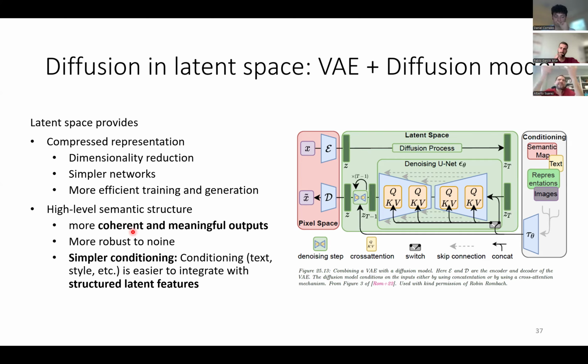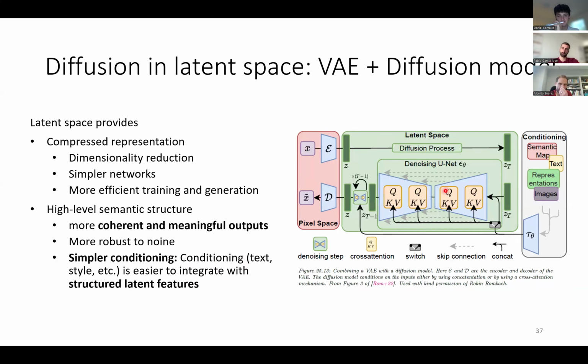If it's in a latent space, maybe there's something corresponding to "I should be at 4 centimeters" encoded in the latent space structure. So it's going to be easier to incorporate conditioning information. Let's say that you want to do a generation that is conditioned on text or on style or something. It tends to be easier to integrate that in latent space than in the original space.